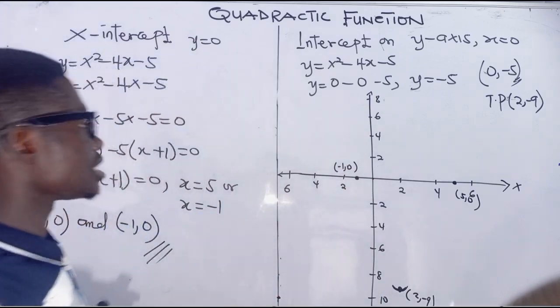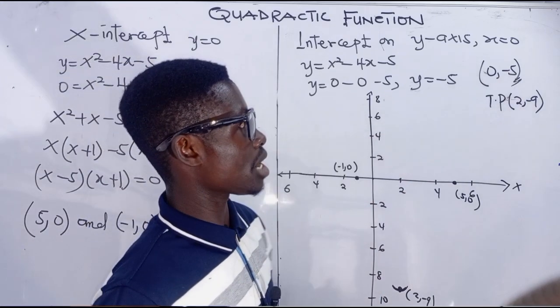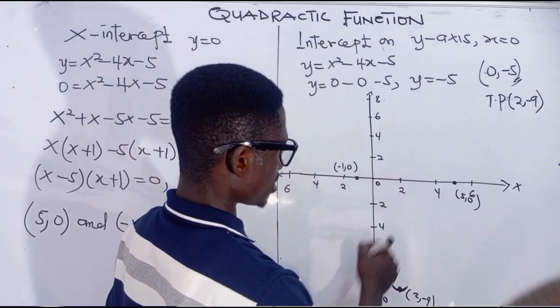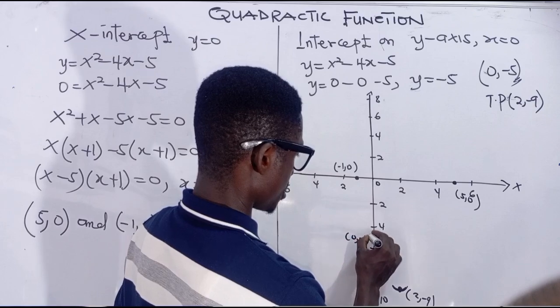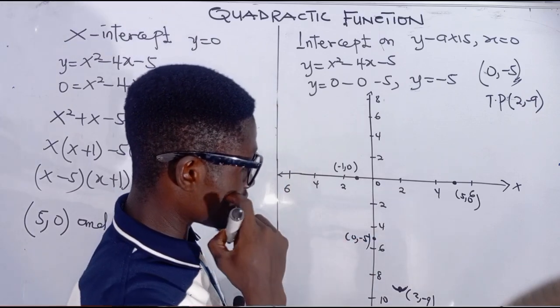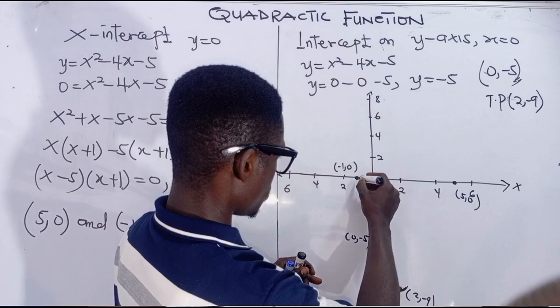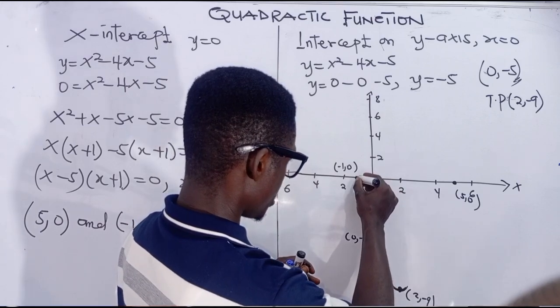Then move on to the y-intercept. On the y-intercept, we have (0, -5). So we have 0, and then -5 is going to be here. Now once we have this, we just join them together.